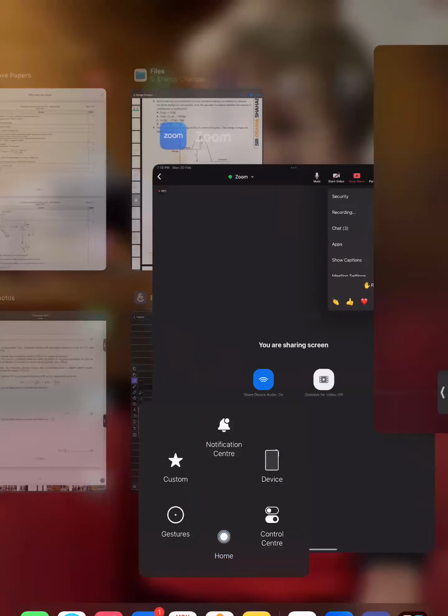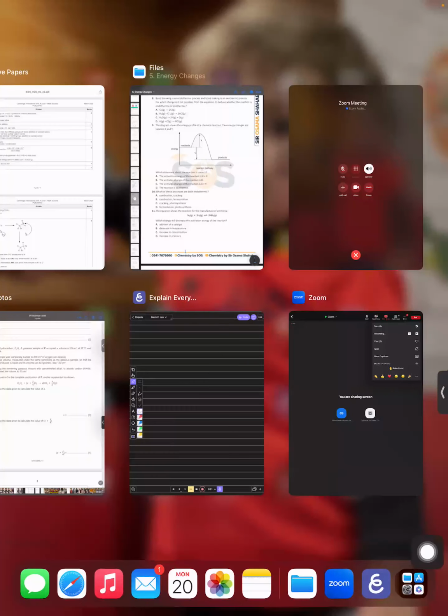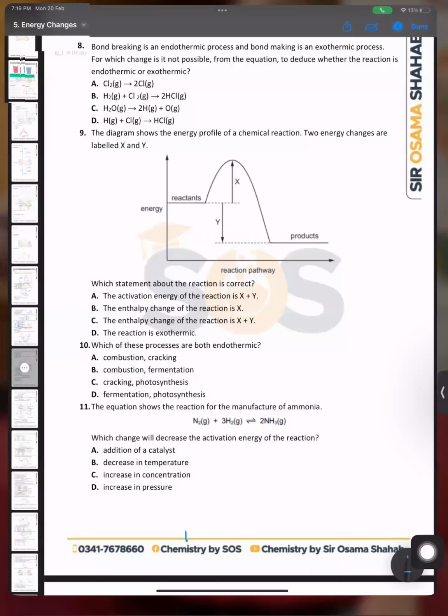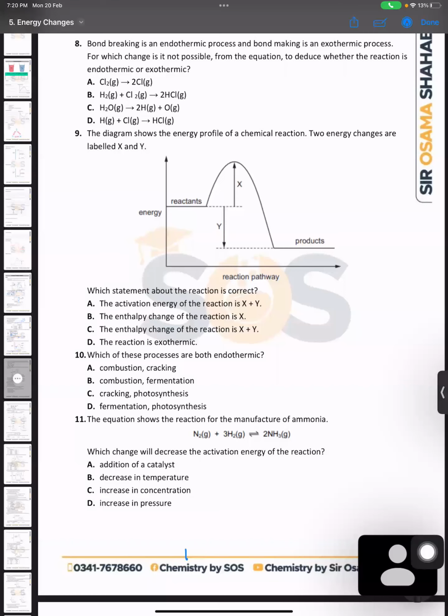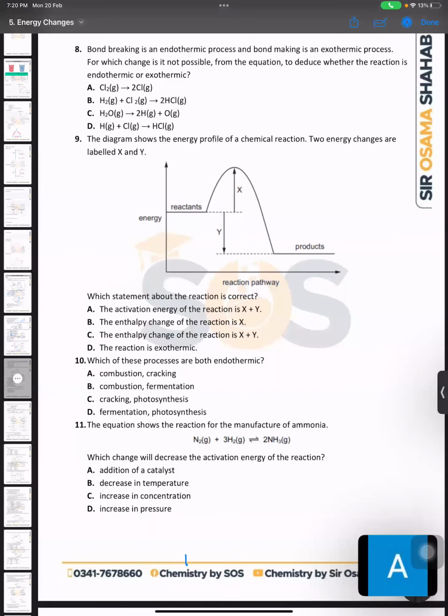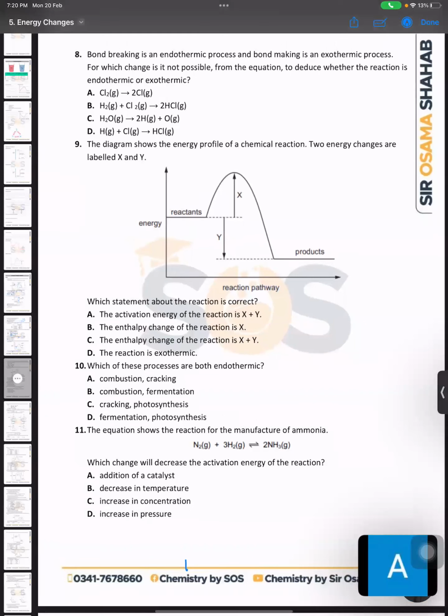So we are going to start with question number 8. So what should be the answer, Arisha? C कह रही हैं Arisha. Okay, so bond breaking is an endothermic process, and bond making is an exothermic process. We know this. And for which change is it not possible from the equation to deduce whether the reaction is endothermic or exothermic? We know that if the bond is breaking, so that means it is an endothermic reaction. And if the bond is making, so that is fine, it is exothermic reaction. But Arisha, can you please see the C answer? It is actually bond breaking.